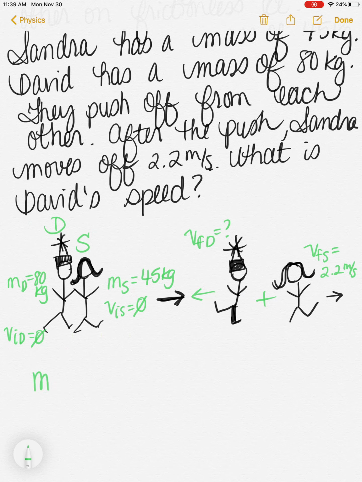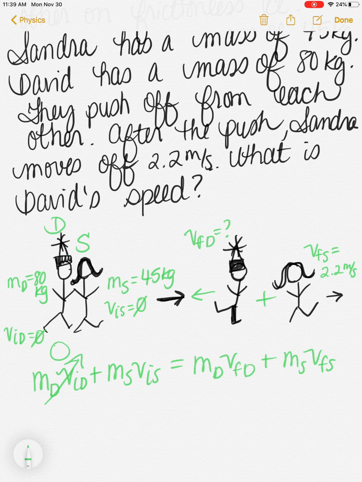So in the beginning, we had the mass of David times the initial velocity of David plus the mass of Sandra times the initial velocity of Sandra is going to equal the mass of David times the final velocity of David plus the mass of Sandra times the final velocity of Sandra. Now, this is helpful since this is our first true equation for collisions. However, the initial velocity of David is 0. The initial velocity of Sandra is 0.